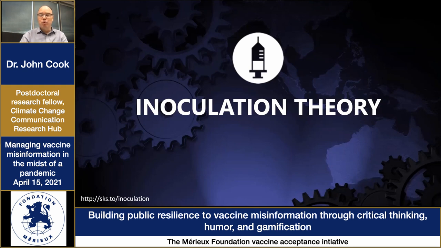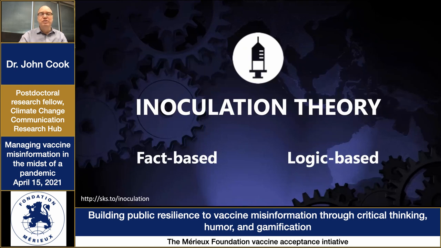So what do I mean by a weakened form of misinformation? There are essentially two key elements to an inoculating message. The first is warning people of the threat of being misled. And secondly, providing counter arguments that explain how the misinformation is wrong. And there are really two main ways of achieving this, of explaining how misinformation is misleading. One term used to describe them is fact-based and logic-based. Fact-based inoculations or corrections demonstrate to people how misinformation is wrong by explaining the science to them, explaining the facts, giving them factual explanations.